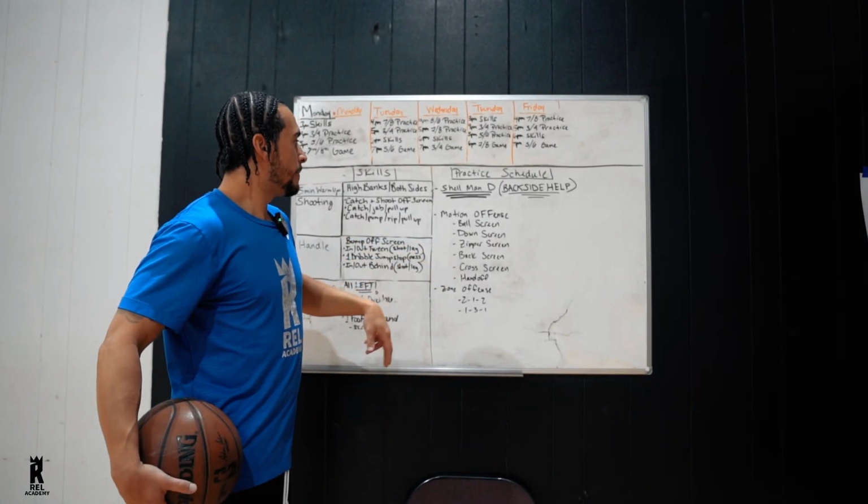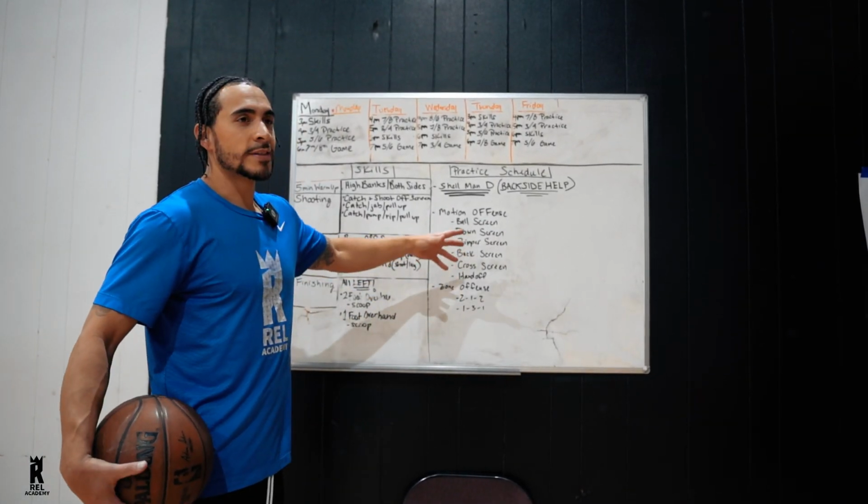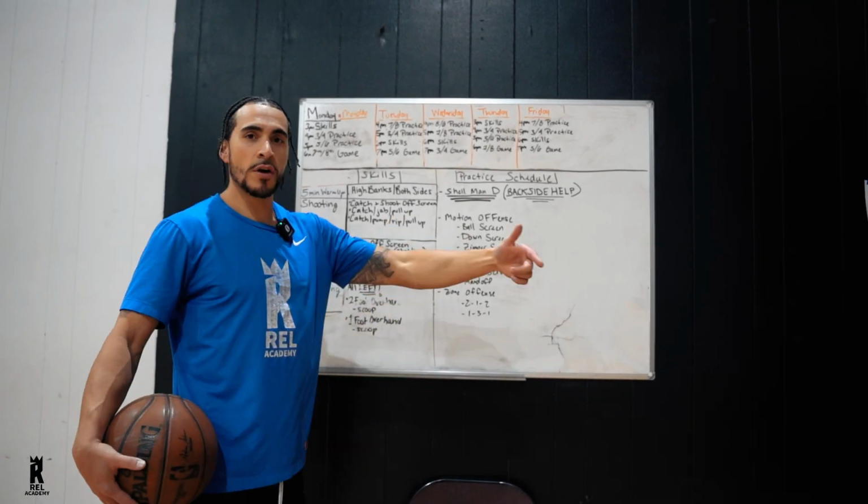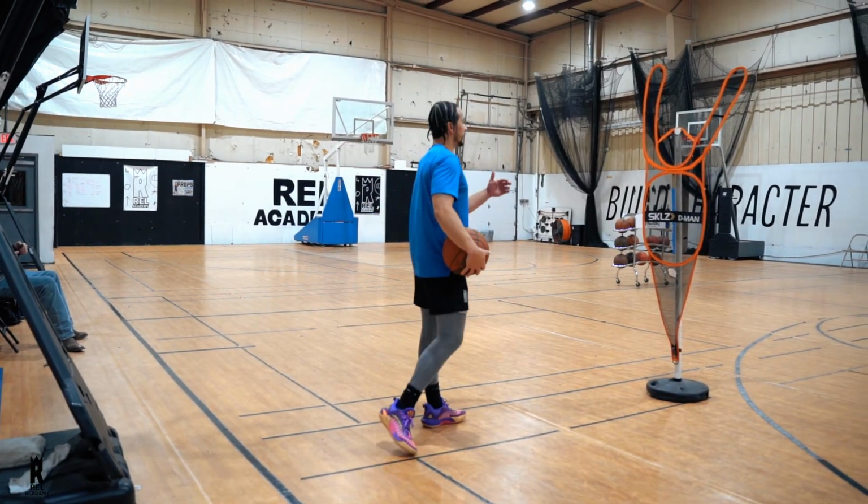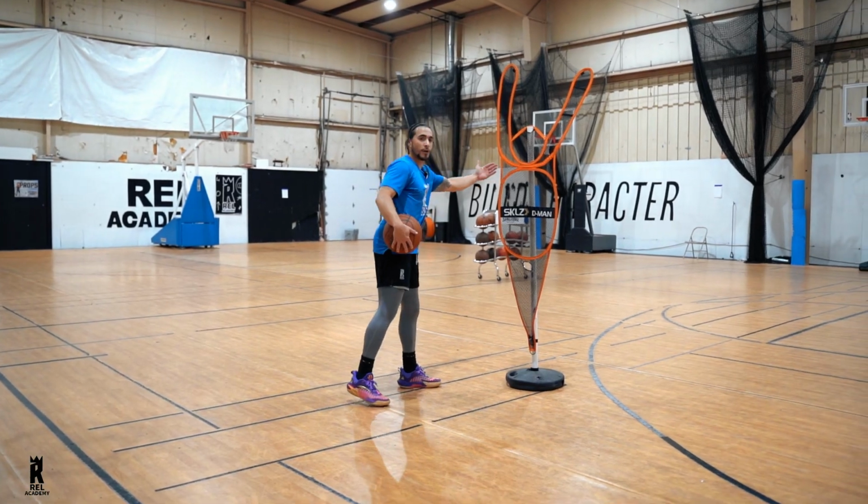And then back screen, cross screen, again, which is also an off-ball screen. It's just going cross instead of going down. Cross screen, so this screen is coming from that side over to me this way.